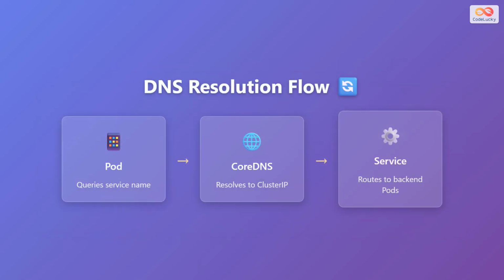Understanding the DNS resolution flow helps clarify how service discovery works end-to-end. First, a pod queries a service by its name. This query is sent to CoreDNS, which resolves the service name to its cluster IP address. Once the pod receives the cluster IP, it can send traffic to that address. The service then routes the incoming traffic to one of its backend pods using load balancing. This entire process happens transparently, allowing developers to focus on application logic rather than networking details.